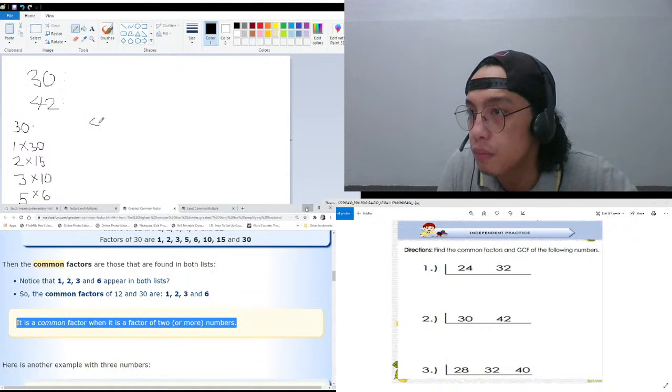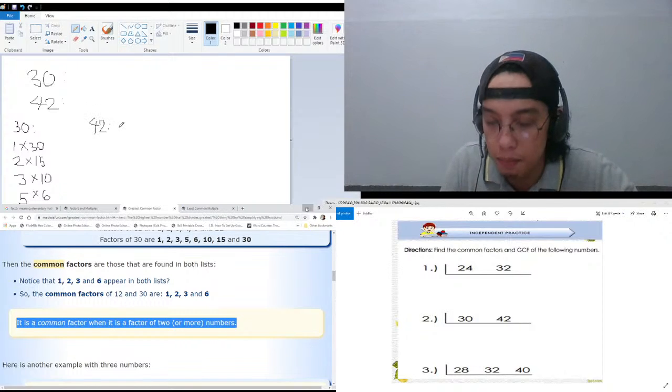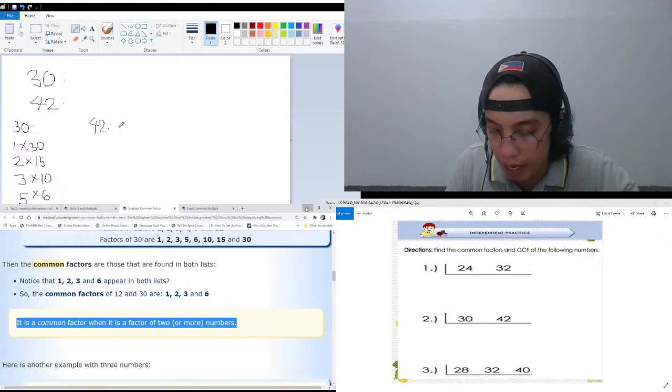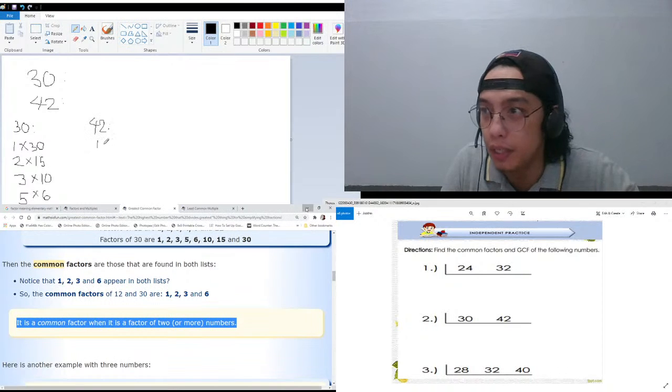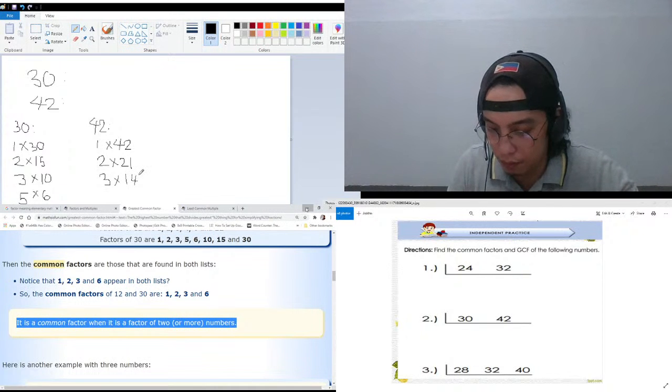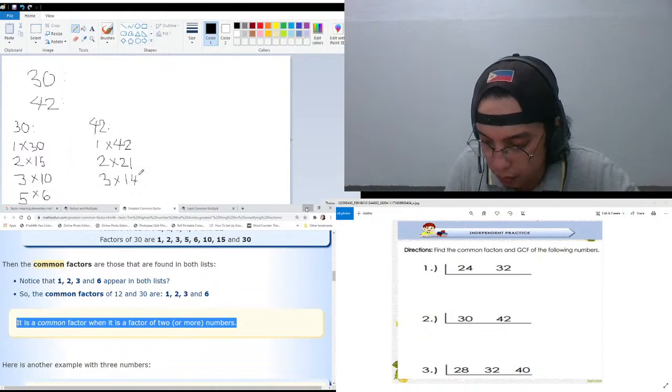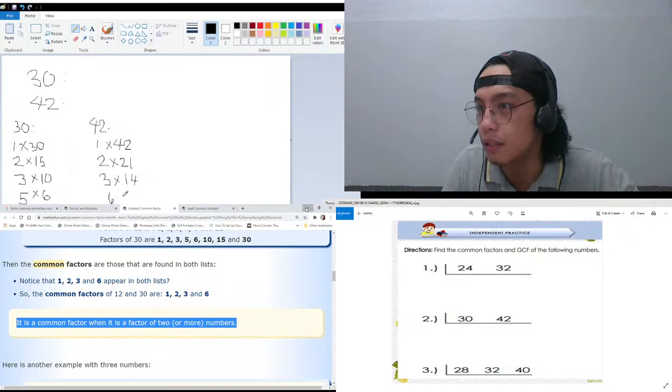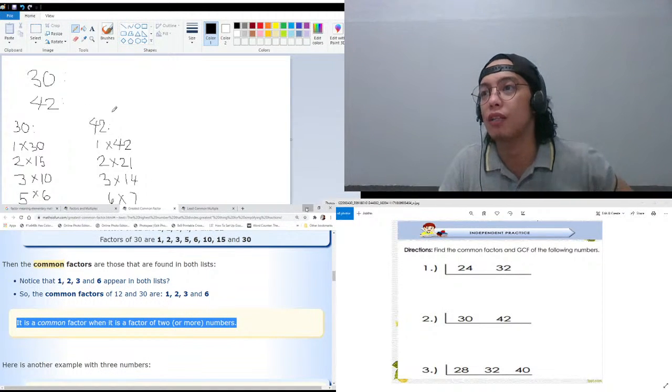How about 42? What two numbers when multiplied give 42? Okay? So of course, 1 and the number. 2 times 21. 3 times 14. Is that right? Let me verify: 3 times 14 is 42. Okay. And 6 times 7. So those are the factors of 42.